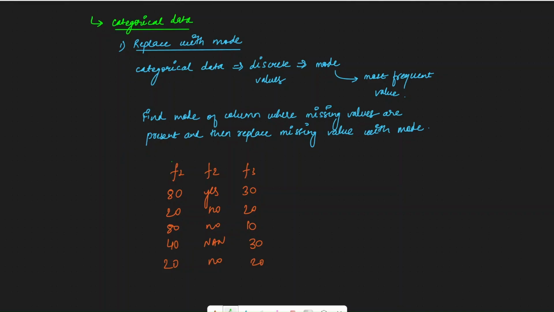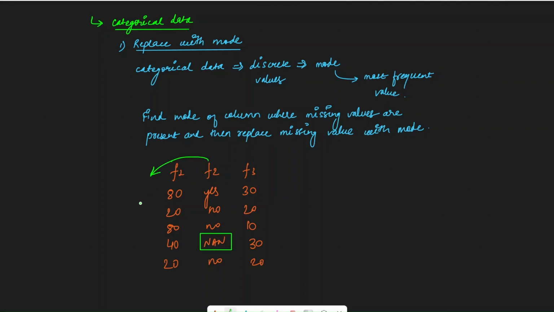In categorical data, we can obviously not find out mean and median. So we're going to use a different statistical measure called mode. We know that categorical data is of discrete type, and in these scenarios we can use mode, which is called the most frequent value. If you look at our column F2, this is all categorical data, yes and no answers, and we have a missing value over here. So we can replace this missing value with the mode of this column.